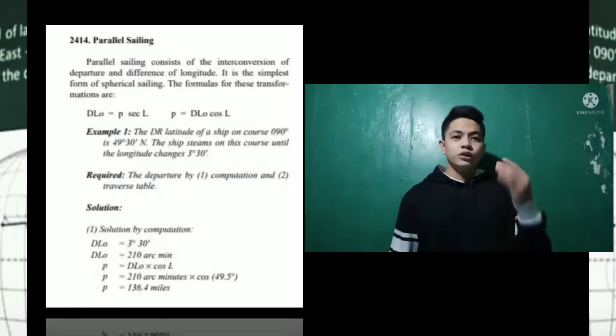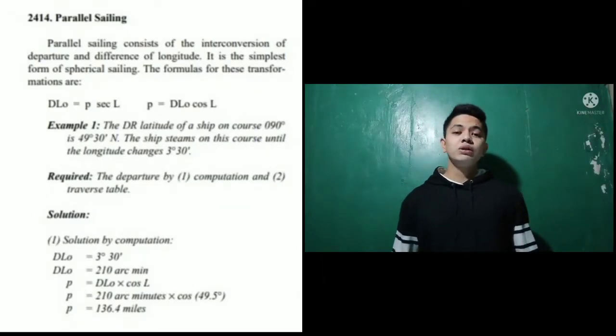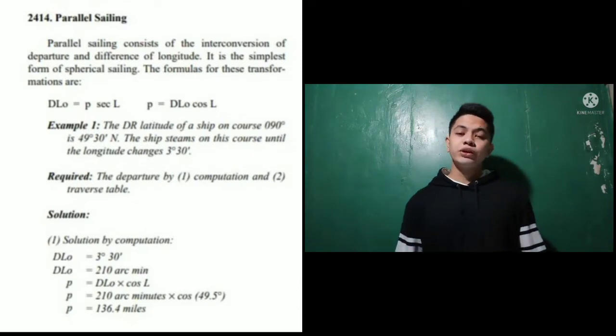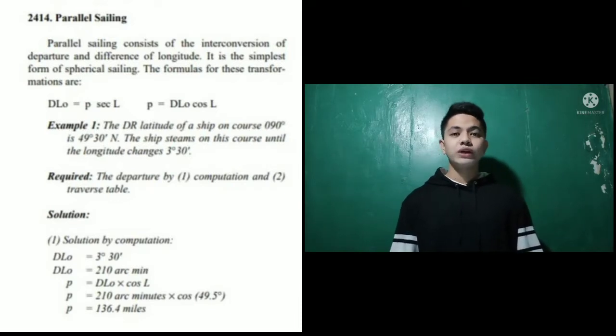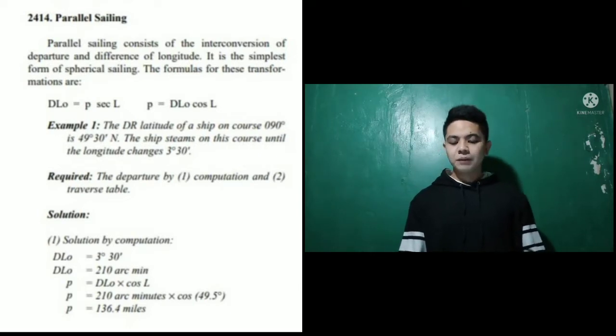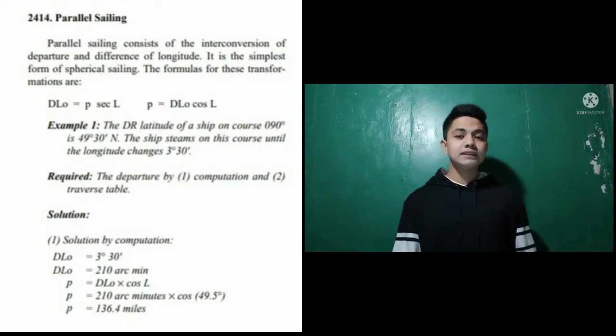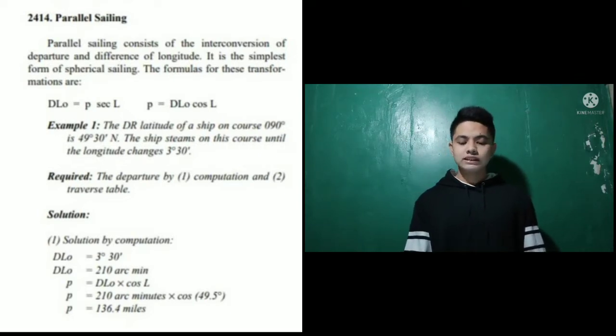Good day, I'm Cadet Jericho Isidro, and now I am going to explain what parallel sailing is and give the explanation for example number 1. Parallel sailing consists of the interconversion of departure and difference of longitude. It is the simplest form of spherical sailing. The formulas for these transformations are D long equals P secant L, P equals D long cosine L.